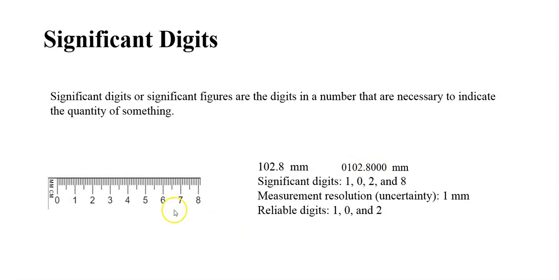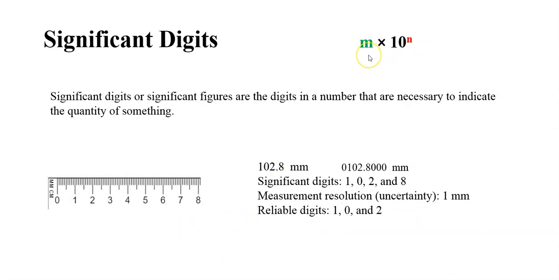Now suppose we have a ruler and the smallest interval between the marks is 1 millimeter. So the uncertainty of our measurement is 1 millimeter and this is the resolution of our measurement. So if the uncertainty is 1 millimeter, then only 1, 0, and 2 are the reliable digits. 8 is not a reliable digit because it is within the uncertainty of our measurement.